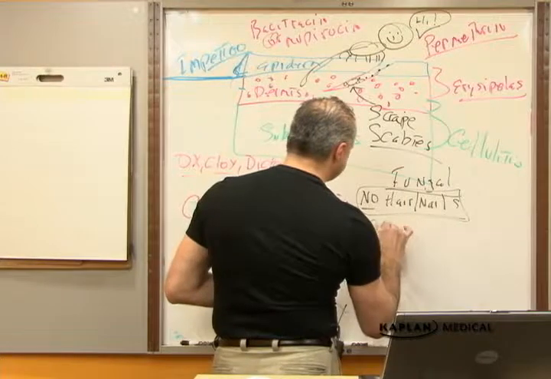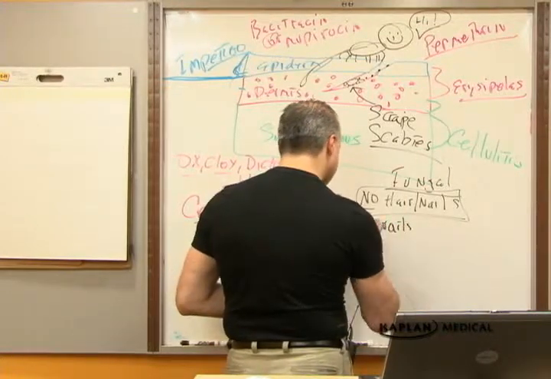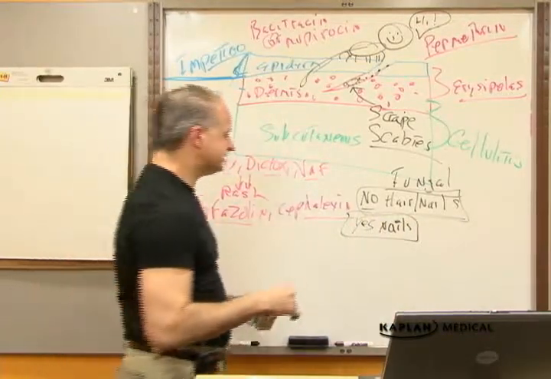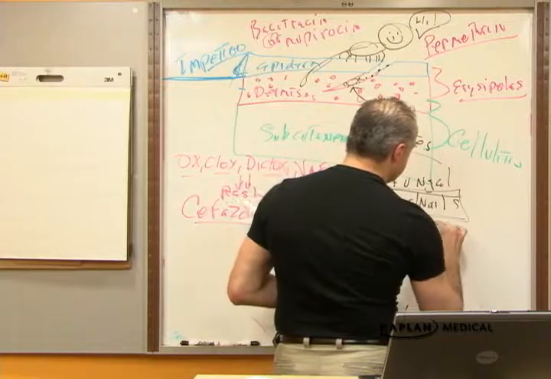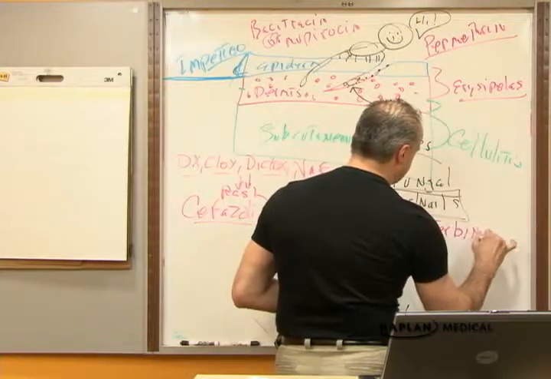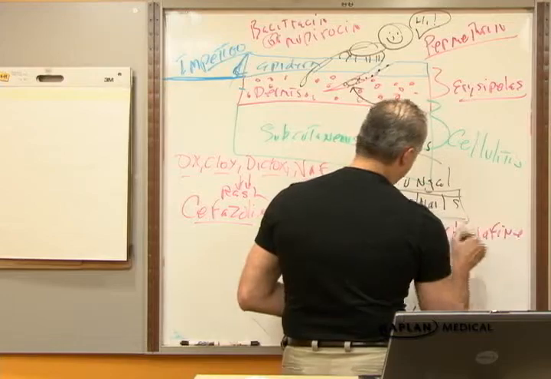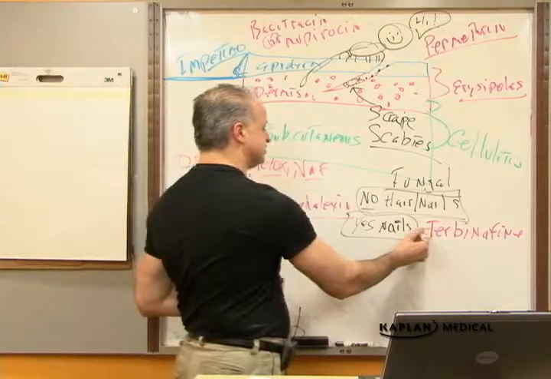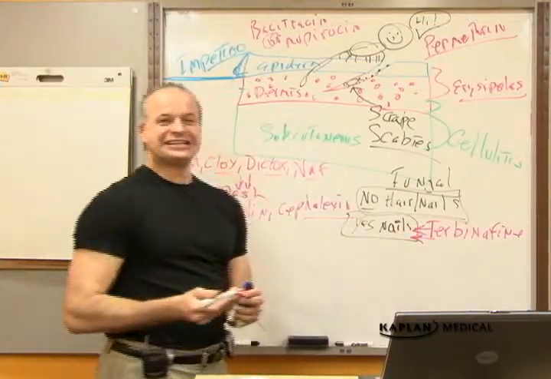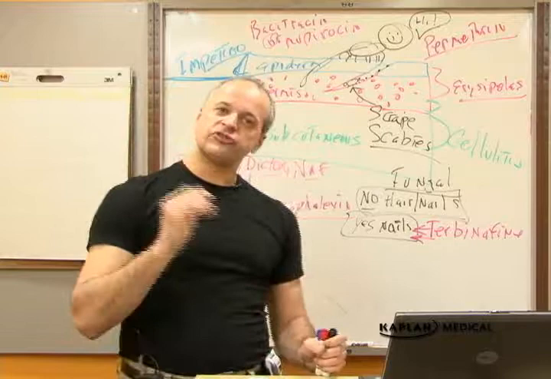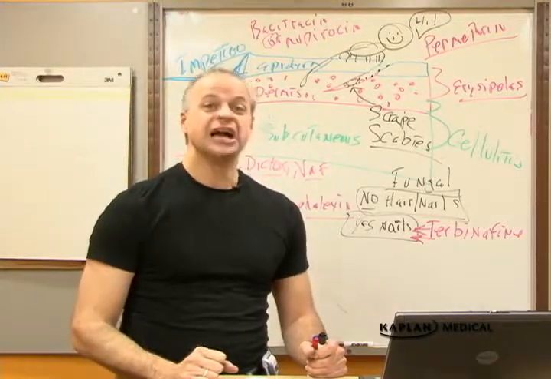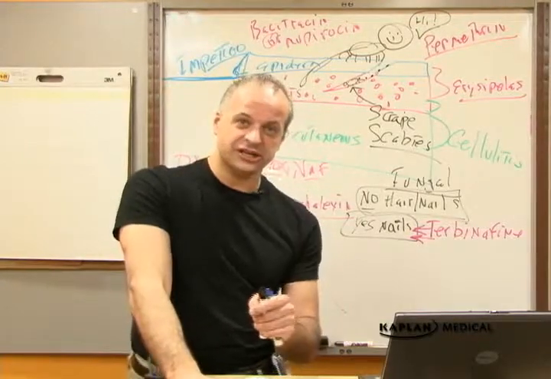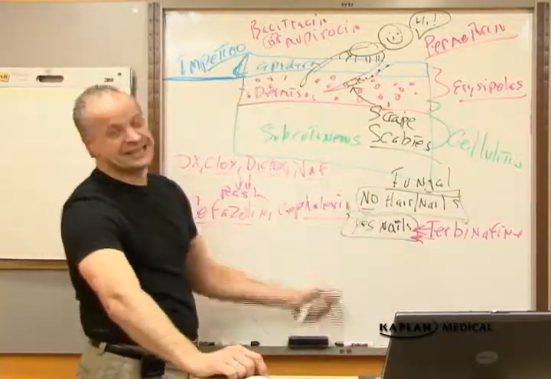Once there are nails and hair involved, yes to the nails, yes to the hair, then it's terbinafine or itraconazole, because this is the systemic therapy that's best. In adults, remember, griseofulvin is the answer to nothing. We never use griseofulvin in adults.